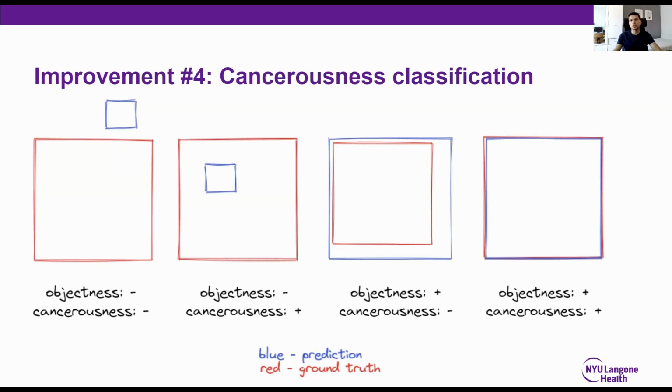The next improvement is the cancerousness classification goal. Typically, the goal of the EfficientDet model is to assign high probabilities to the boxes that have high IOU with the ground truth box. We call this goal objectness classification.